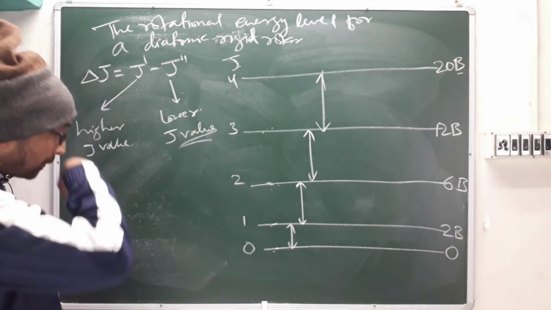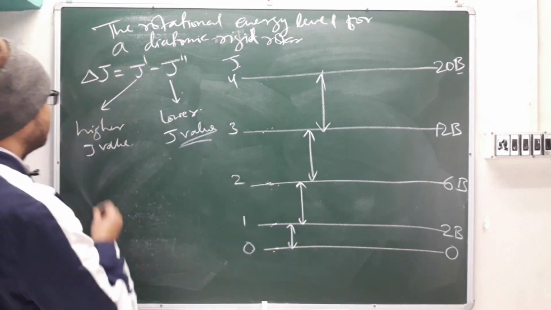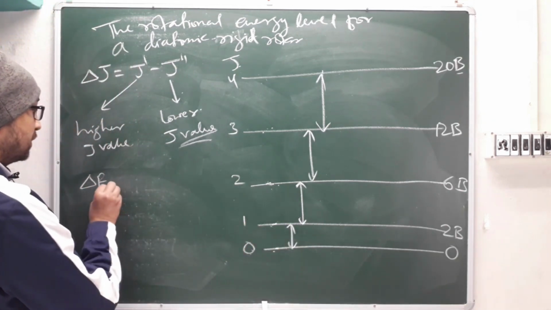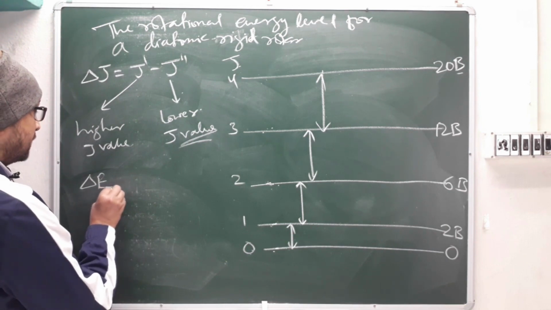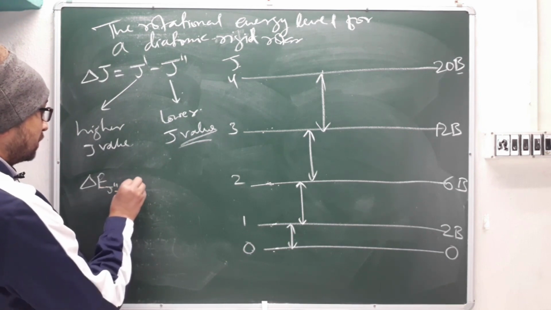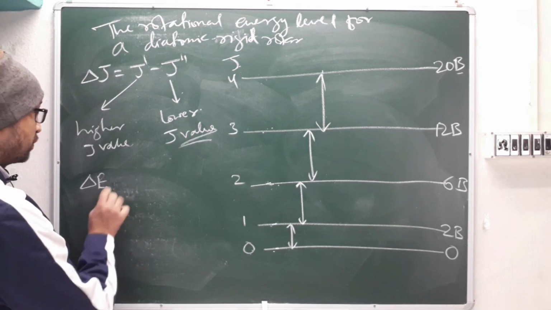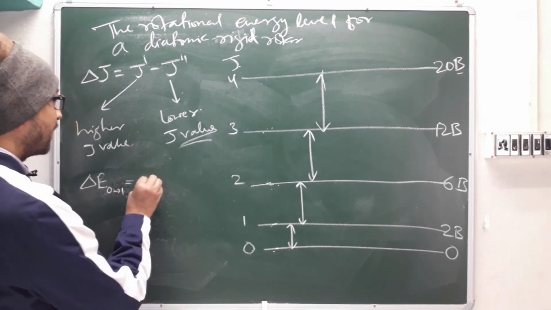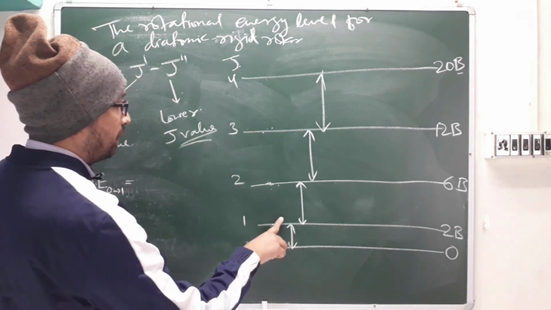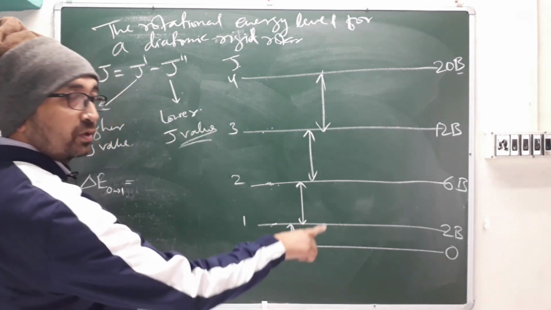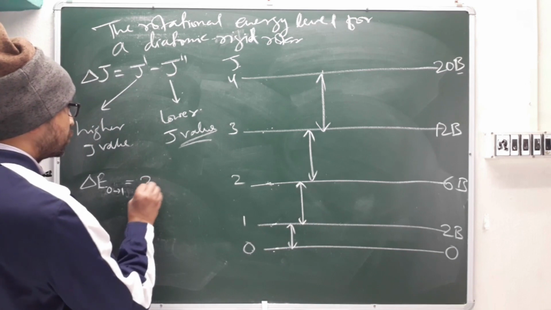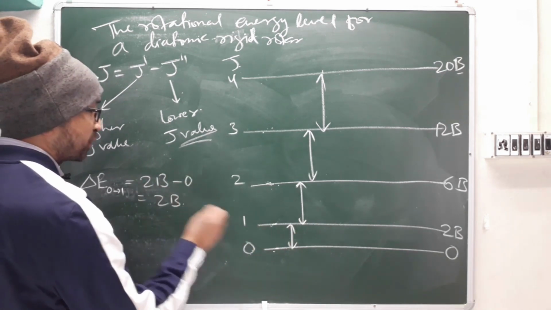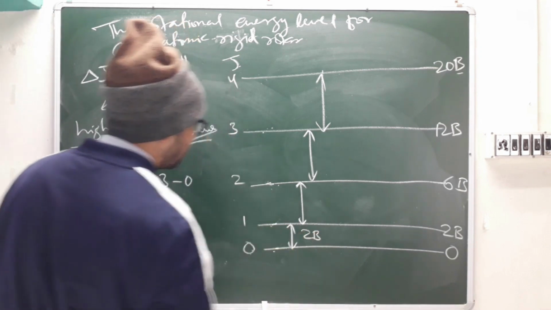Okay, now for this difference, if we want, we will have delta E, which one? This 0 to 1. Okay, so we can write it here, J prime to J double prime, 0 to 1. How much it is coming? It will be like your J prime minus J double prime. So J prime minus J double prime means 2B minus 0. Okay, it will be 2B. So this difference is 2B, correct?